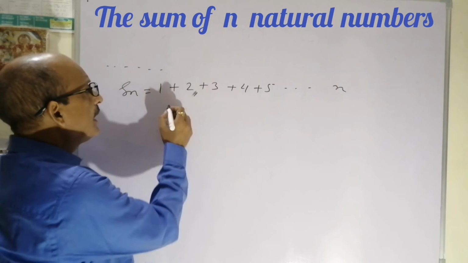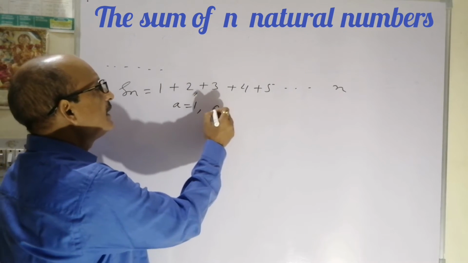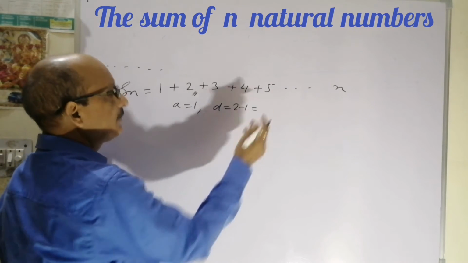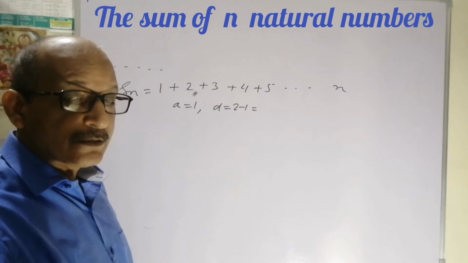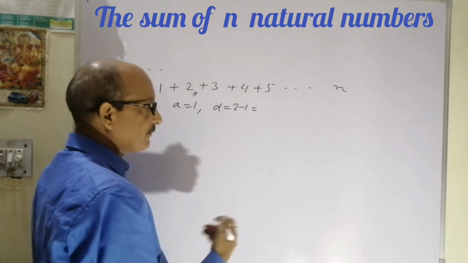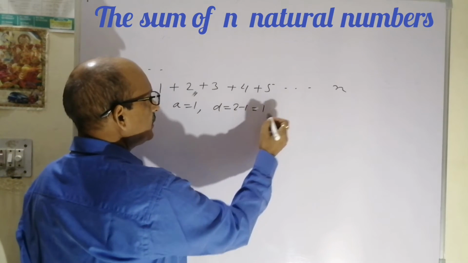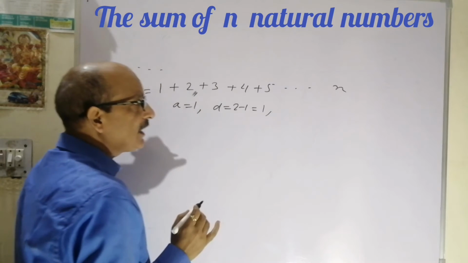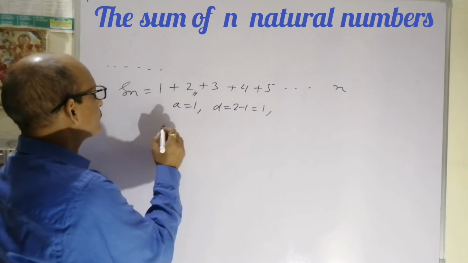Very clear. A is 1 here. D is 2 minus 1, because D is the common difference between two consecutive terms, second minus first, that is 1, and n is n only. So Sn will be what?